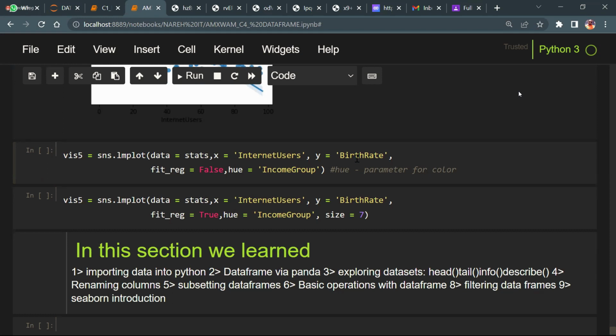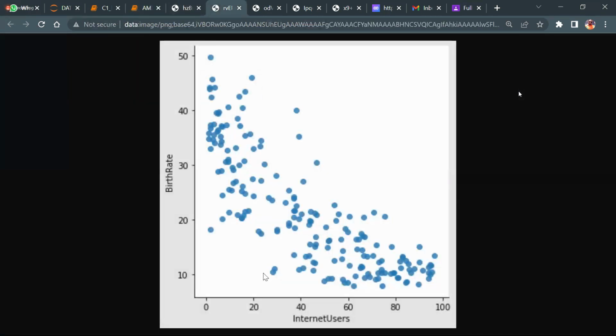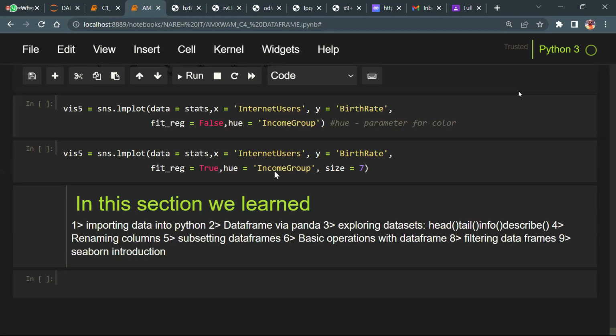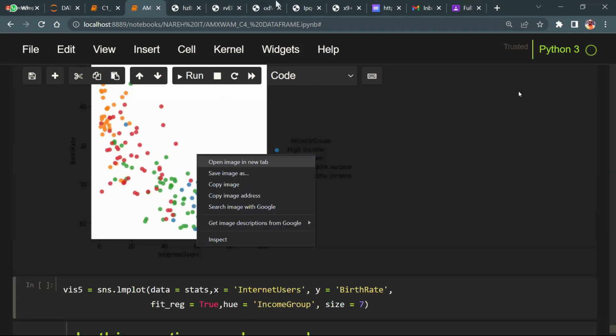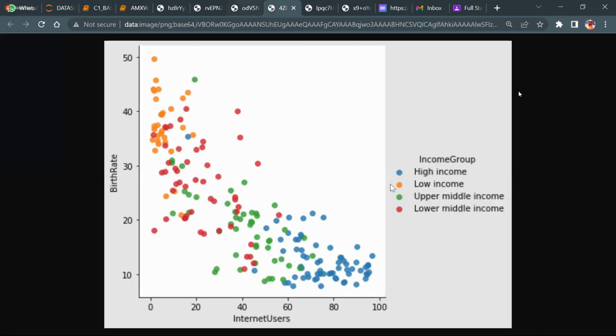Okay. Now there is a hue, income group. Let me add another parameter called hue. What is a hue, guys? Hue means in the legend we see the color functions or not. If you see the graph, look at this, internet users and birth rate. So let's go back and understand this one. Income group means how many income groups we have? 5. So it will by default give the color of the income group.